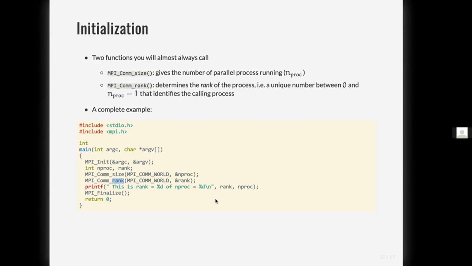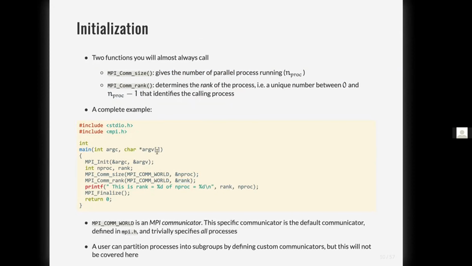This function will return the same value for all the processes in the pool. So all processes will get the same value of nproc, hopefully, otherwise it's wrong. But every process will get a unique return value for rank. So all processes should print the same number for nproc, and all processes should print a unique rank.